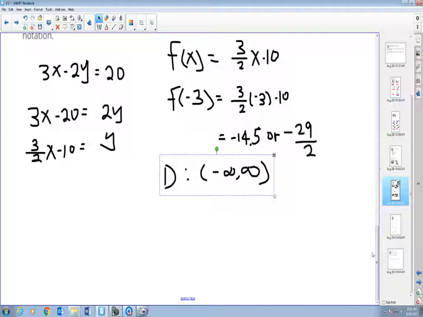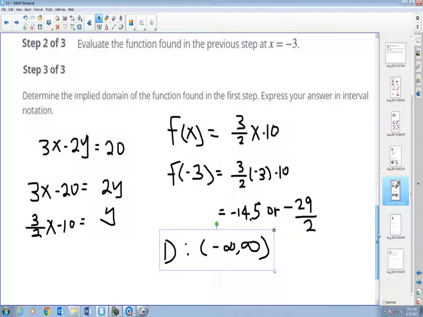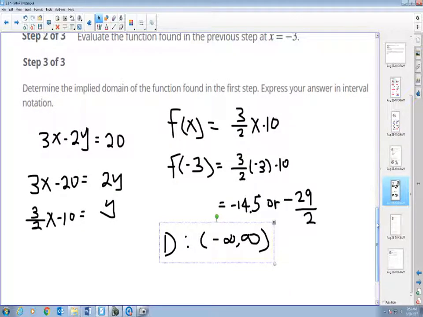So if you know what the picture looks like by reading the function, you can just go ahead and write down the domain without graphing it. If you're not quite sure, graph it.